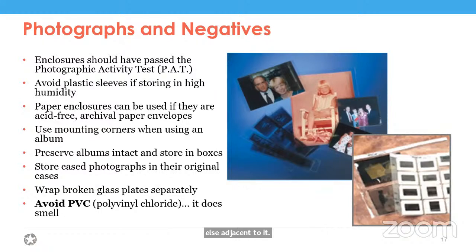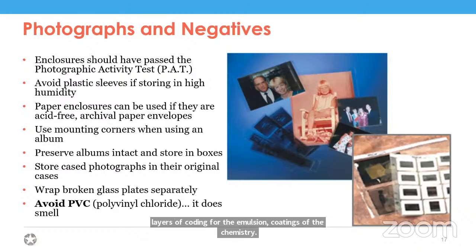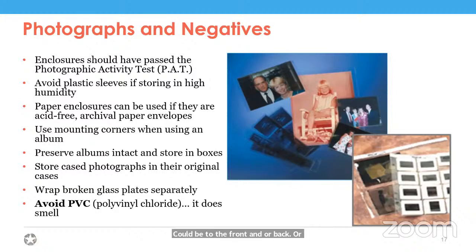And basically, the photographs themselves are really simple. They're a support paper. That's what the binder and the emulsions are put on. And if it's in color photographs, then you got the image dyes. And for a black and white negative, there are many, many layers of coating for the emulsion, coatings of the chemistry. Could be to the front and or back of the film's base material. And that light sensitive emulsion in black and white is silver. It's got silver content to it.